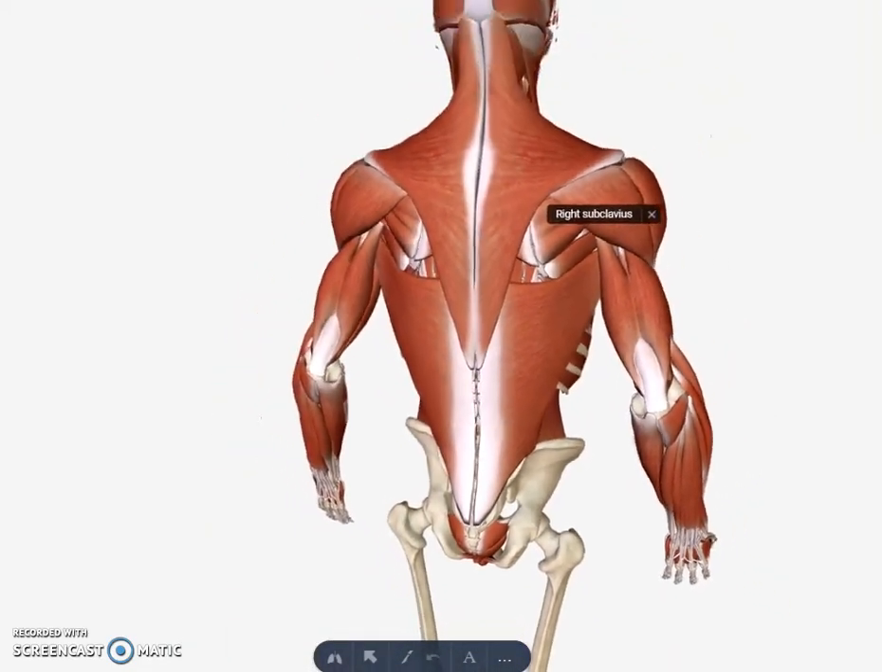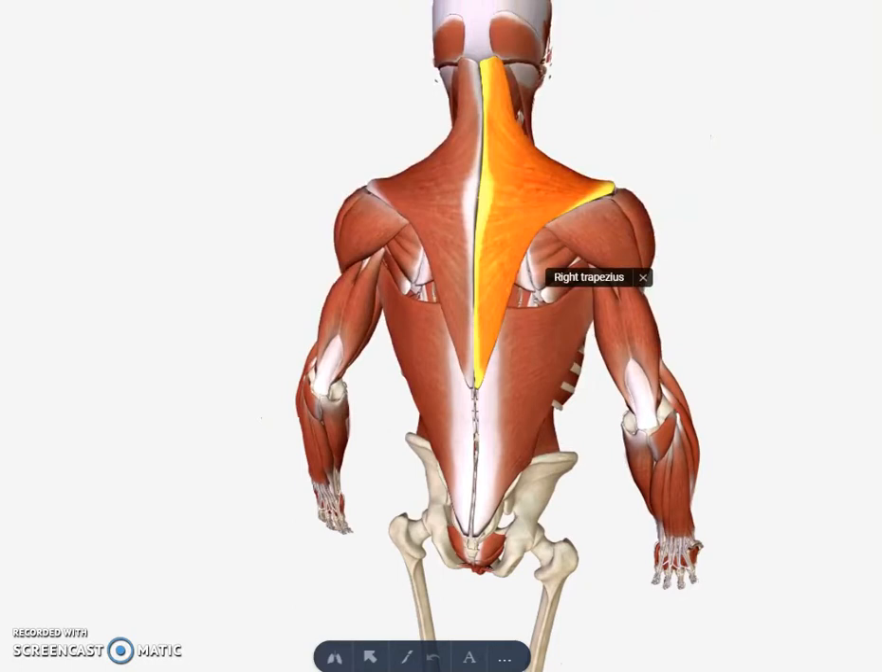This is the trapezius. It retracts, rotates, elevates, and depresses the scapula and supports the weight of the arm. The origin is the external occipital protuberance and spinous processes of C7 to T12 vertebrae, and the insertion is the superior nuchal line, clavicle, and spine of the scapula.